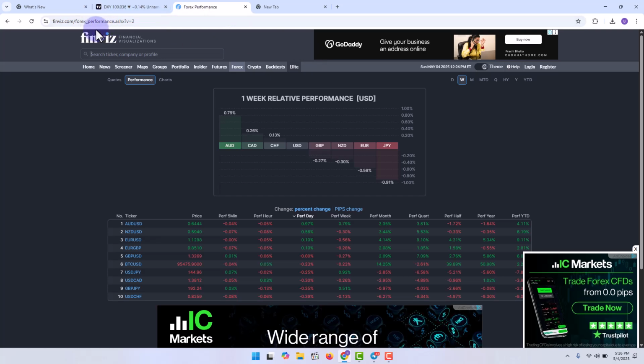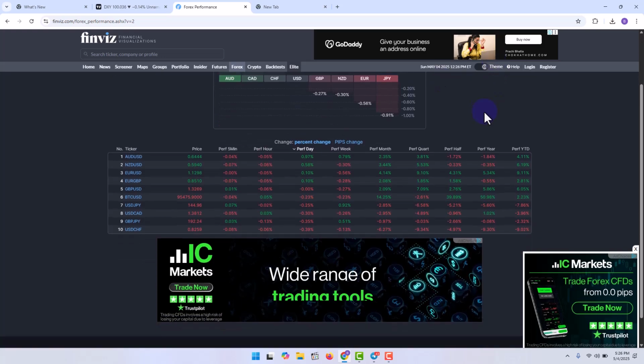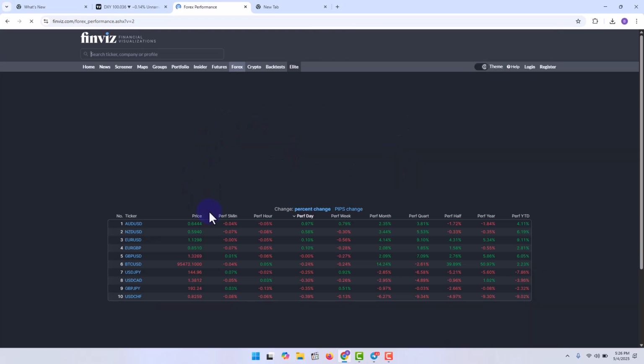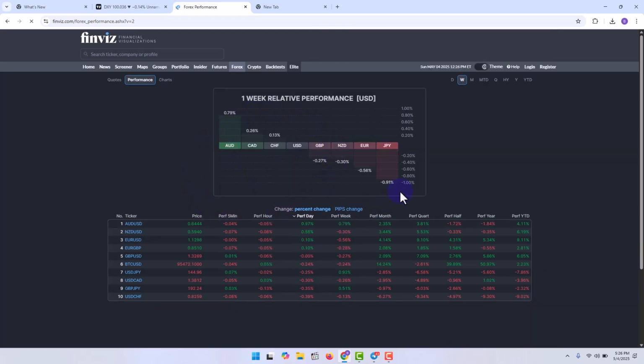finviz.com. So you just go to your browser and you search finviz.com, finviz.com/forex performance. Okay, so once you go to the Finviz website, you're going to click on forex, click on performance, and by the right here you would see the time frame. So you select, for example, the weekly time frame, and it's going to show you the currency pairs that are performing this week and how they are performing.